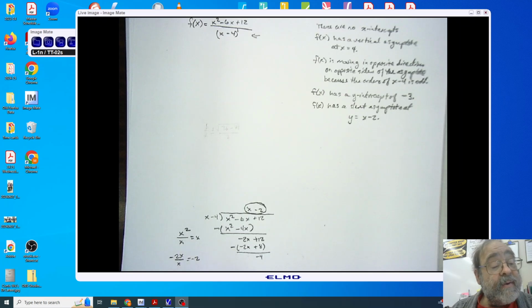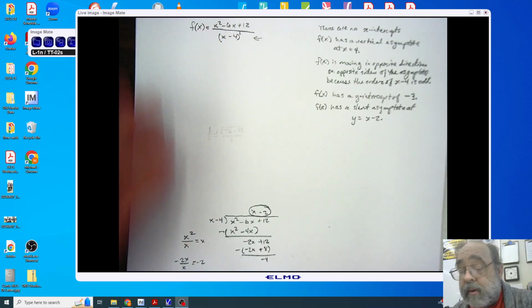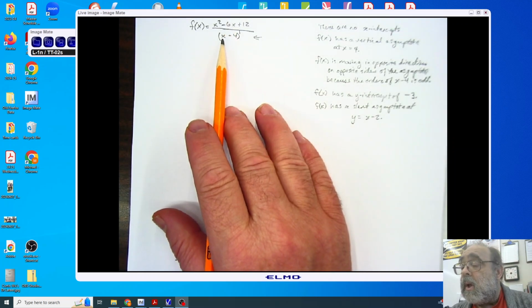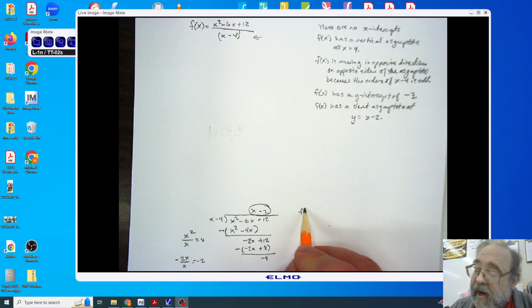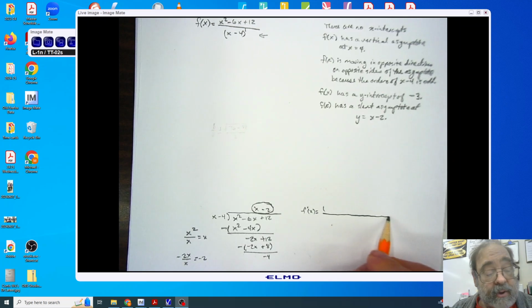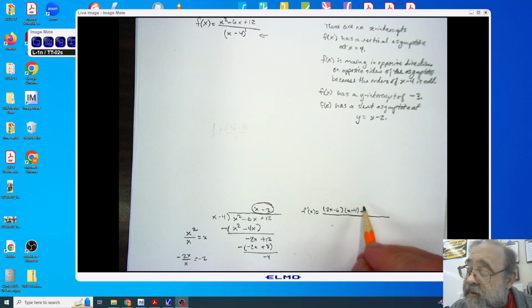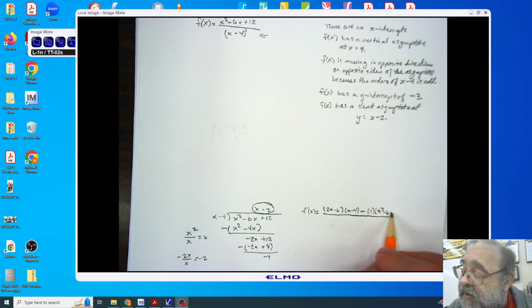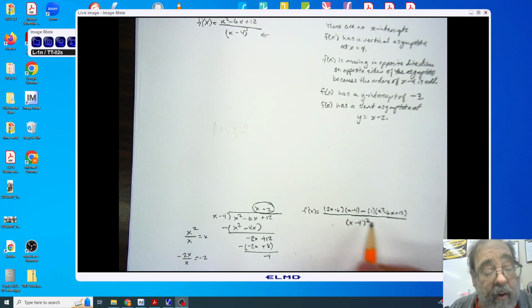The next step is for us to figure out our relative maximums, relative minimums. This is going to be the quotient rule. So I'm going to be working with the quotient rule. Low d high less high d low, square the bottom, and away I go. And so my f prime of x is going to end up being, again, just do it slowly, 2x minus 6 times x minus 4 to the first, minus, and I have a 1 times x squared minus 6x plus 12. And it's all over x minus 4, the quantity squared.